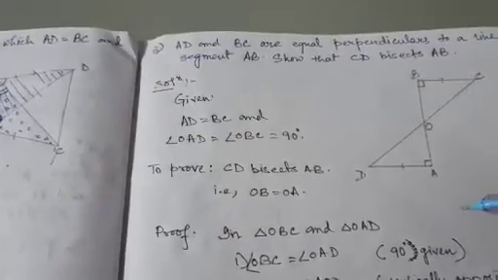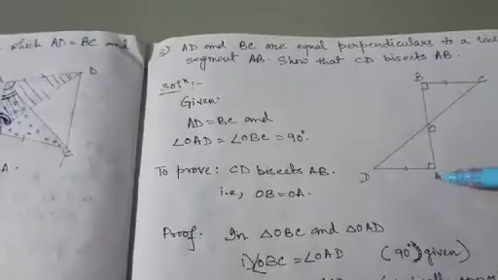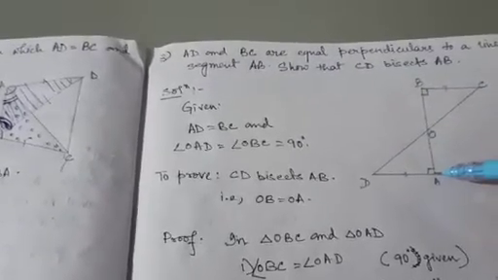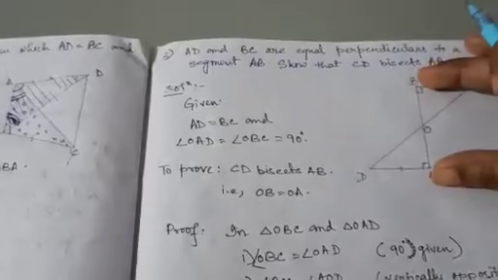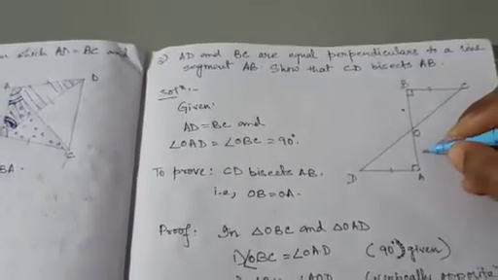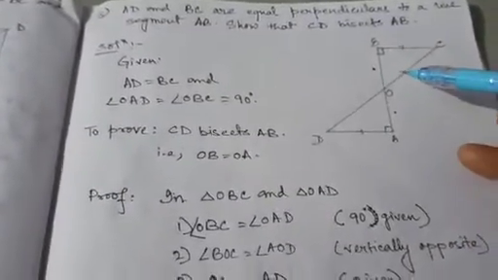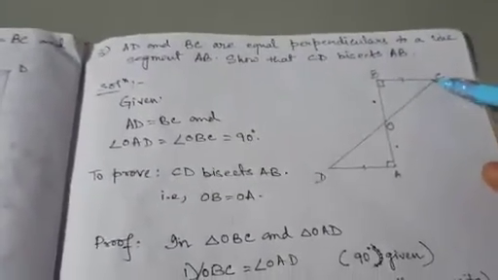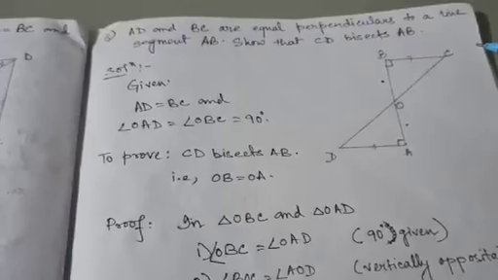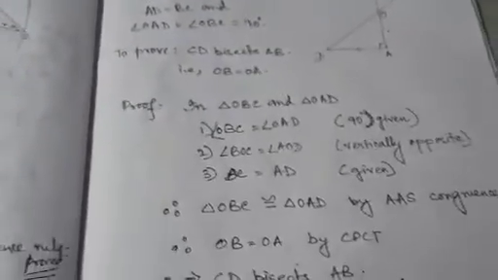Now what we need to prove? We need to prove that CD bisects AB. If CD bisects AB, that means we need to show OB is equal to OA. If CD bisects the line AB, then we need to show this line OB is equal to this line OA. Now we can see that there are two triangles. OBC is one triangle and OAD is the other triangle. If we can prove that they are congruent to each other, by CPCT we can say OB is equal to OA. So come, let us prove.